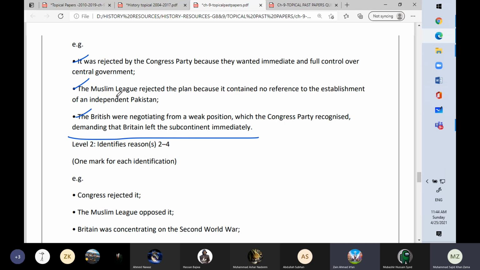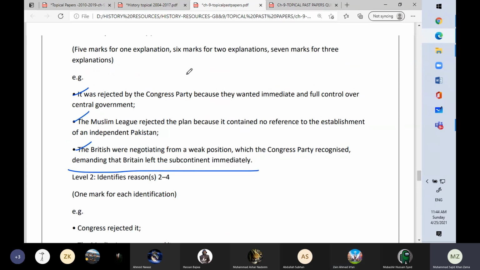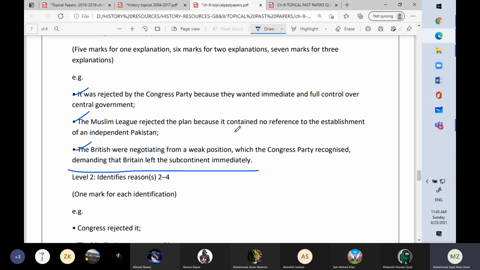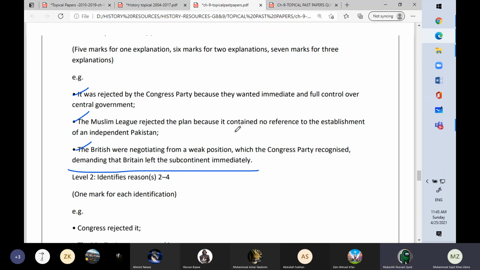Now here you see that these three points are given, three reasons for rejection. The Cripps mission, what was it? I told you already. The Muslim League rejected it because it did not mention a separate homeland for the Muslims. But did they promise elections after World War II? They promised dominion status and elections after World War II, but the Congress demand was immediate transfer of power and the British to leave India, so they rejected. The Muslim League passed the Lahore Resolution demanding a separate homeland, which was not mentioned directly here, so the Muslim League also rejected.